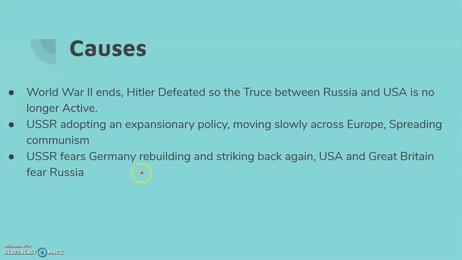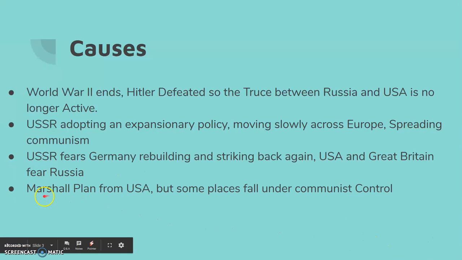And the USSR did this because they feared Germany rebuilding and striking back again. But there's also a flip side to this. The USA and Great Britain were also fearing Russia. There was this plan, the Marshall Plan from the USA, in which they sent money and aid to these countries after World War II, but some of them eventually fell under communist control. The major point about this, Russia finally figures out nuclear weapons. That's a big no-no.